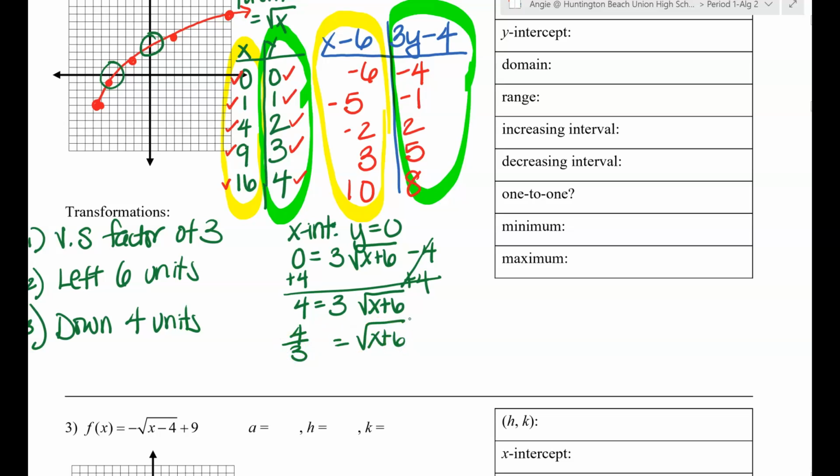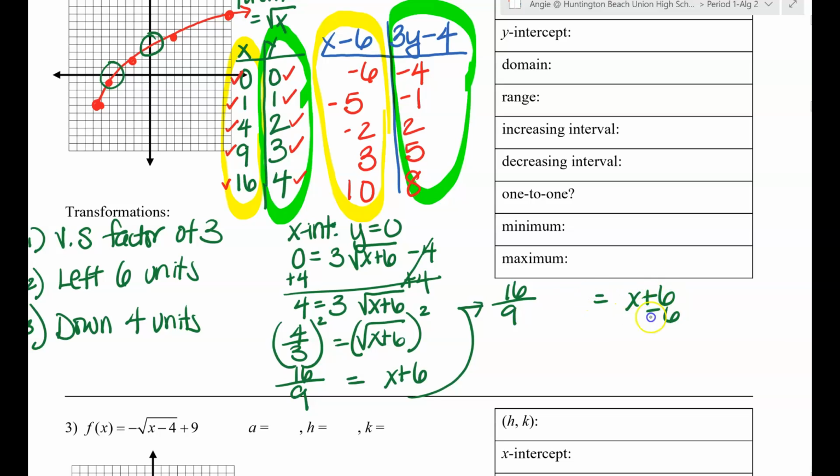Now to undo the radical, we would have to square both sides. So this is going to become 16 over 9 equals x minus 6. I'm sorry, x plus 6. Next, we are going to subtract 6 from both sides, which I'm kind of out of space, so I'm going to move over here. So we are going to have x plus 6. Now we are going to subtract 6 from both sides.